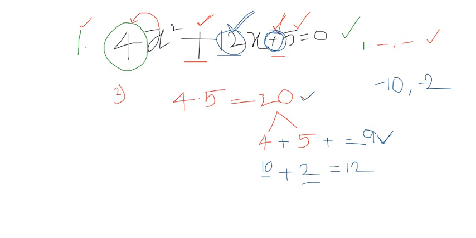Now in this model, what is the difference? That difference is when the x square coefficient is other than 1. When the x square coefficient is other than 1, you just divide these two factors by how much? Here 4. Write the 4.